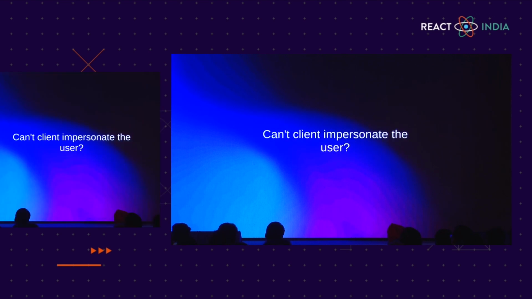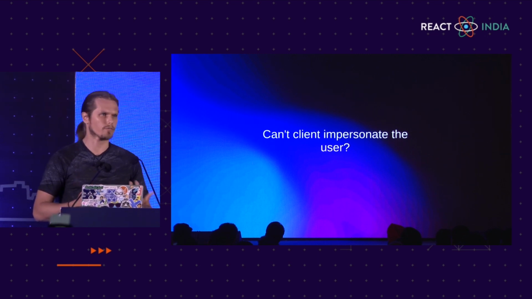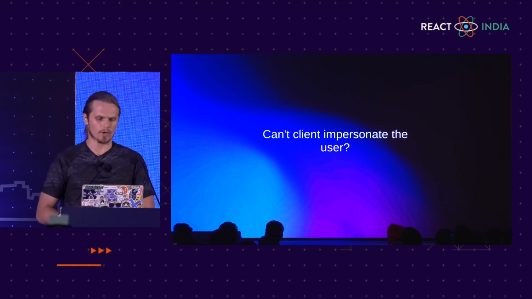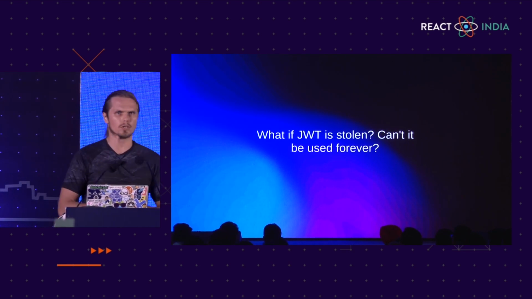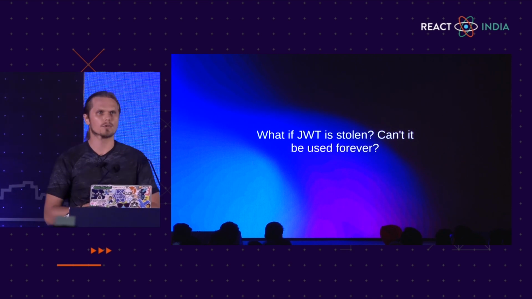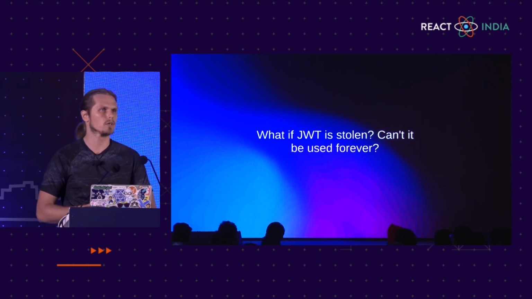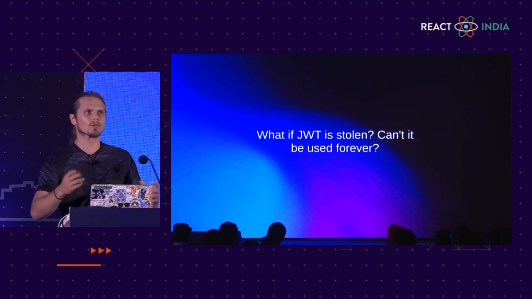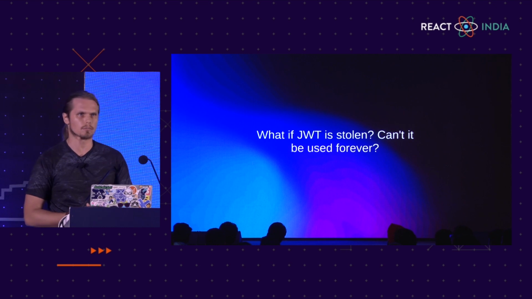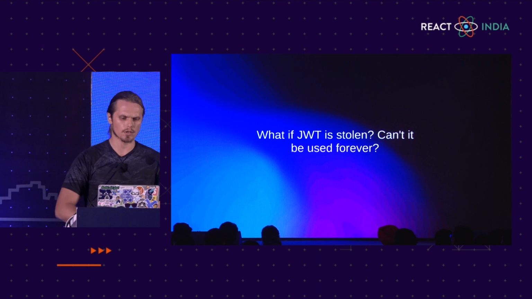So can client impersonate the user? Well, probably yes, but verification on the backend kind of prevents that. But what happens if JWT is stolen? Can it be used forever? Well, if you implement your backend incorrectly and you don't have expiry for JWT, yes, it will be available all the time, because you generate it on the backend, but you don't store it in a centralized token database, as opposed to session tokens.